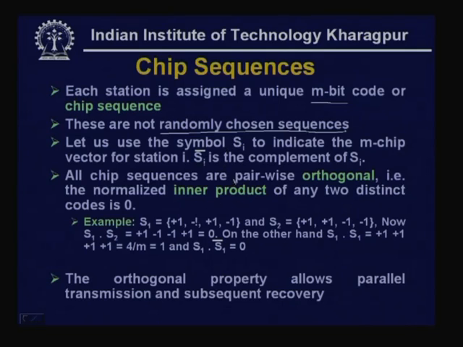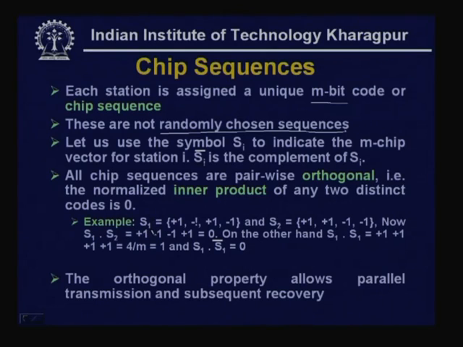So, you have to satisfy the orthogonal property. I shall explain what it means. Let us use the symbol Si to indicate the m bit vector for station i, and Si bar is the complement of Si. Now, all the chip sequences are pairwise orthogonal, that is, the normalized inner product of any two distinct codes will be 0.